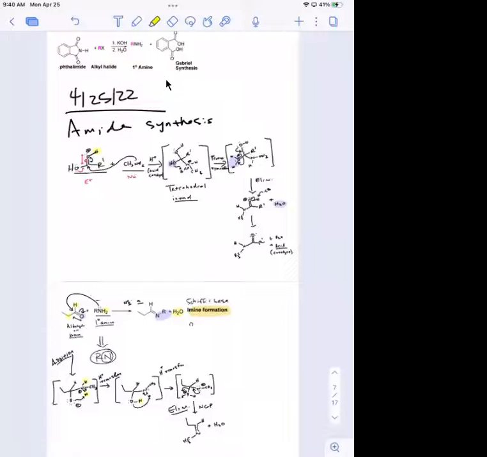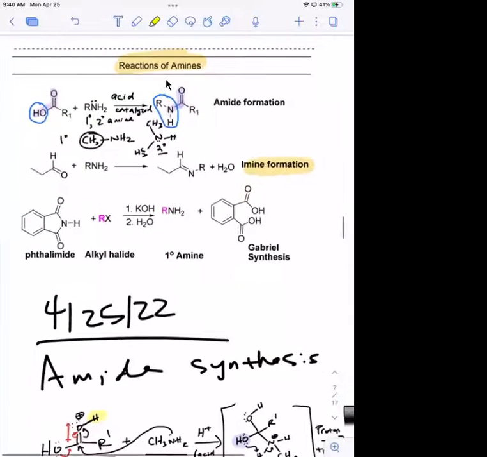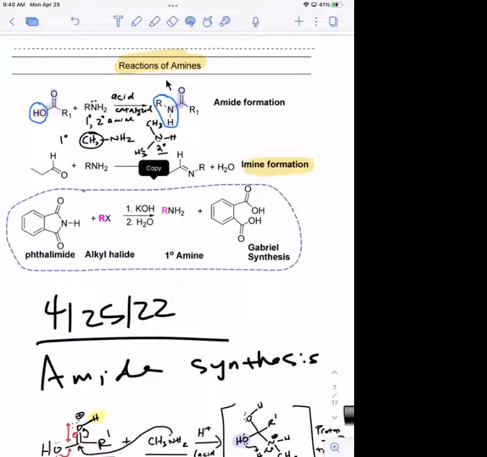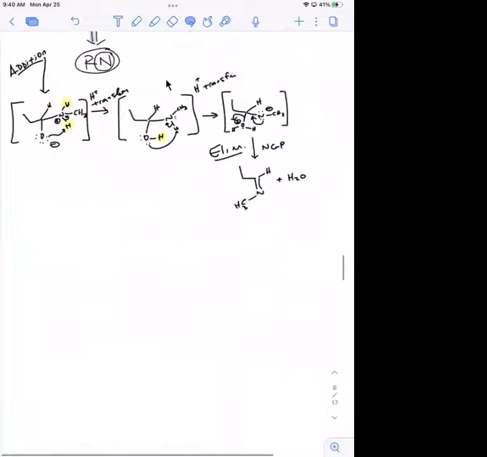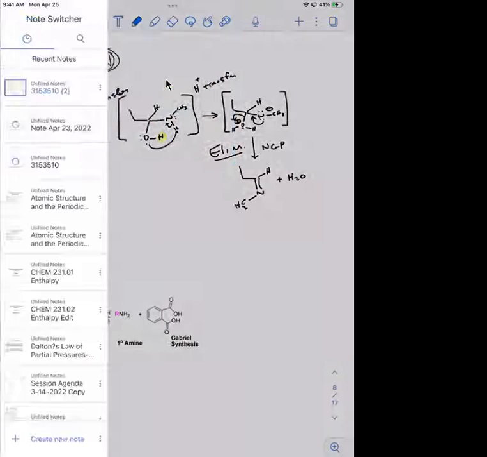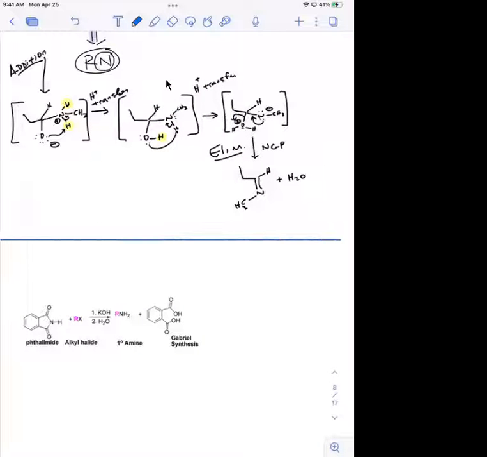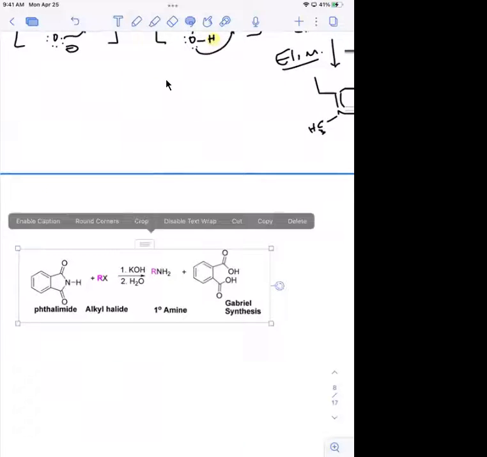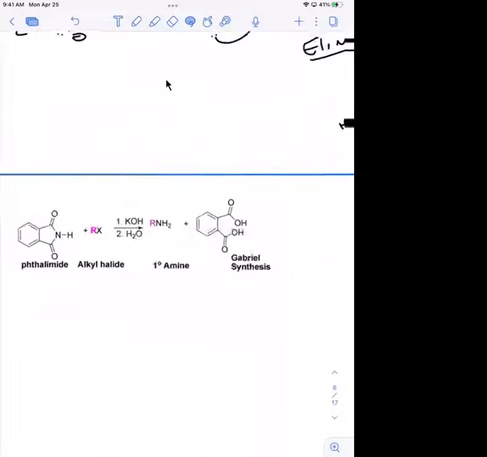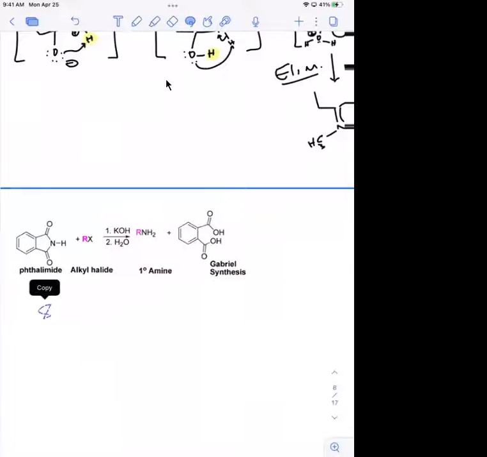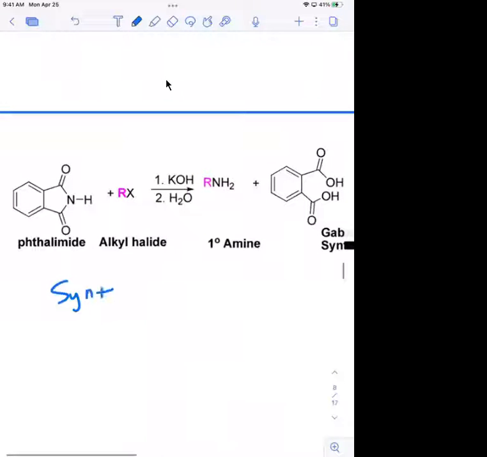Okay. I think the last reaction here is Gabriel synthesis. And this is a fairly common reaction. Let me just copy that and paste it down in another section. Right, so with Gabriel synthesis, this is a way to make amines. You can make primary or secondary amines.